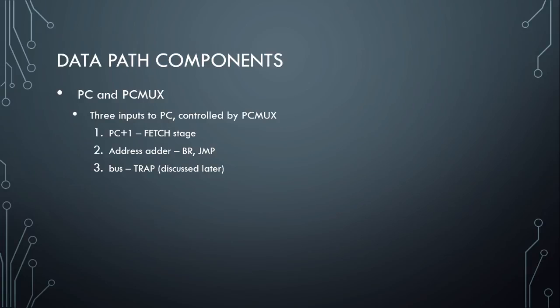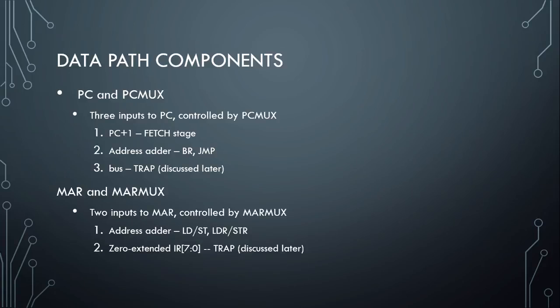PC and PC mux. There are three components to PC, which are controlled by PC mux. PC plus 1, which is part of our fetch stage. The address adder, which is for branching and jump. And lastly, the trap vector, which of course is part of trap, which we will discuss later.